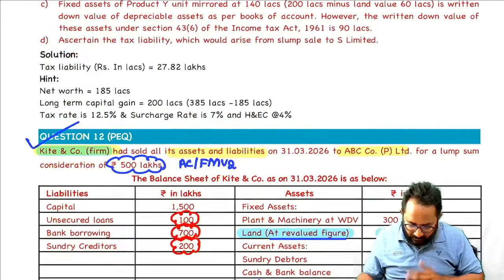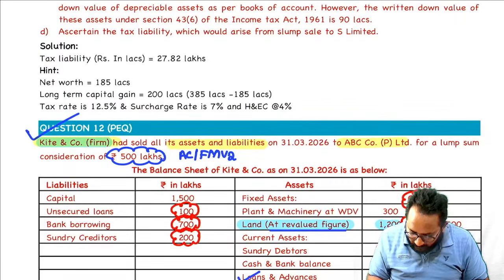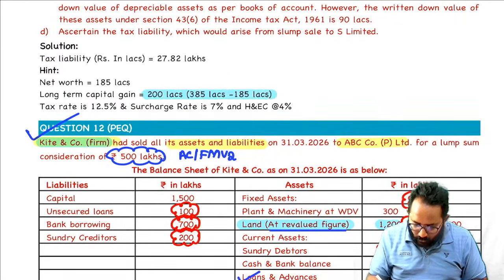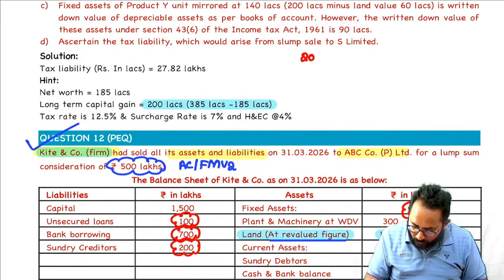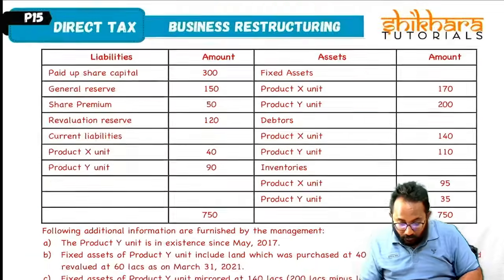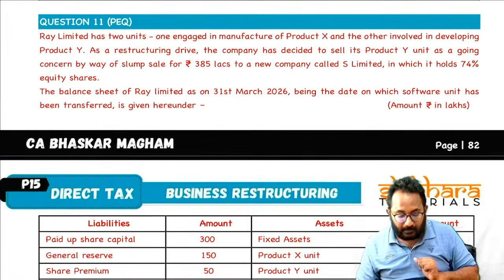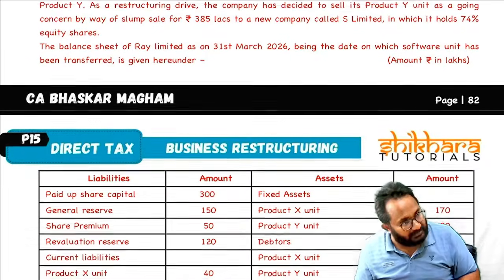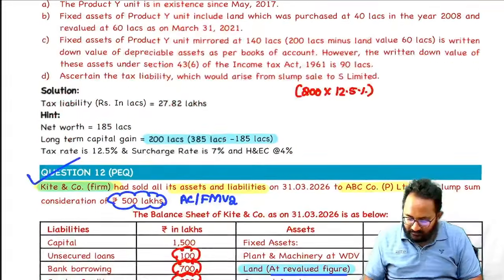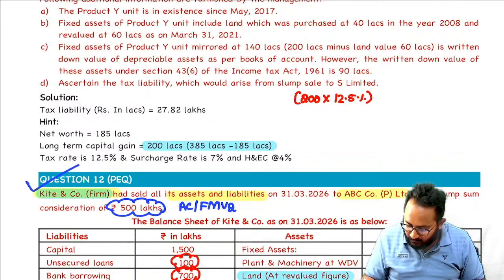Please look at the screen. Here, capital gain is how much? 200. Now, please calculate the tax. 200 into 12.5 plus surcharge. Now, surcharge is applicable. Why? It is a company. 1 crore exceeds, right? When 1 crore exceeds, what is the surcharge, ma?